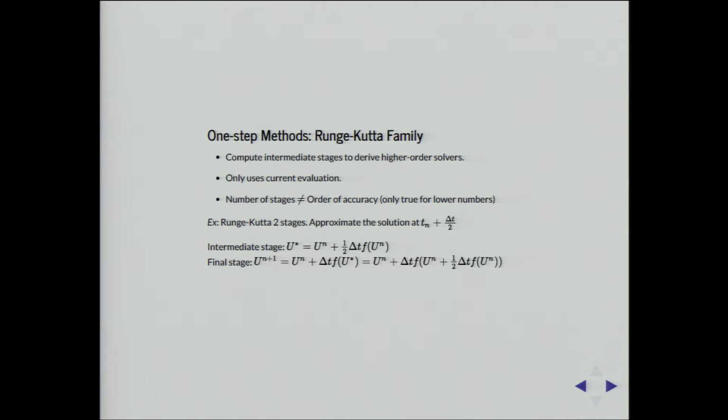There are ways to calculate the coefficients of this linear combination depending on the order of accuracy that I want to achieve. The number of stages is not the same as the order of accuracy. If I have a Runge-Kutta method, this is only true for S less than or equal to 4. Up to 4 stages, the order of accuracy and the number of stages are the same. But if I want a Runge-Kutta solver that is fifth-order accurate, I need more than 5 stages. So this is an example for Runge-Kutta 2.